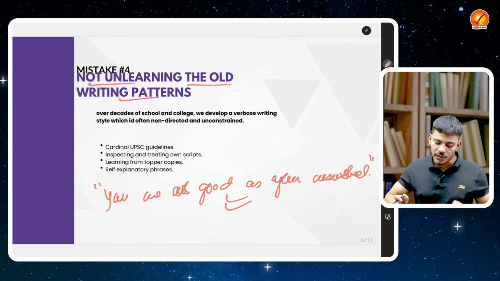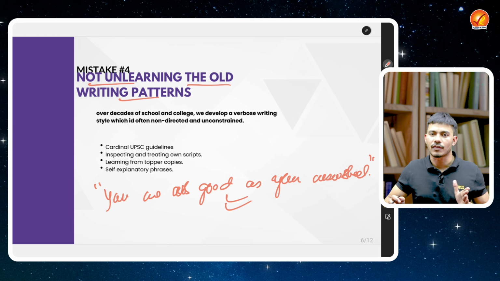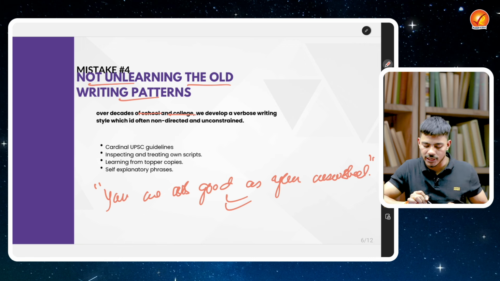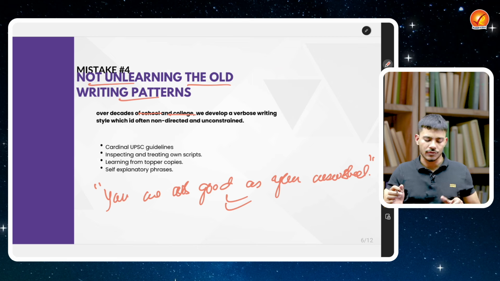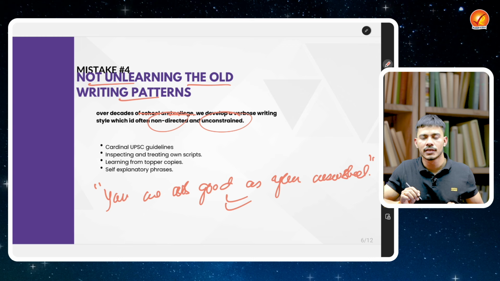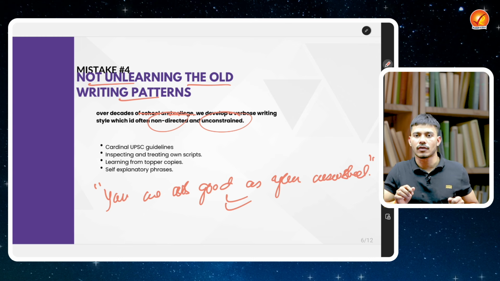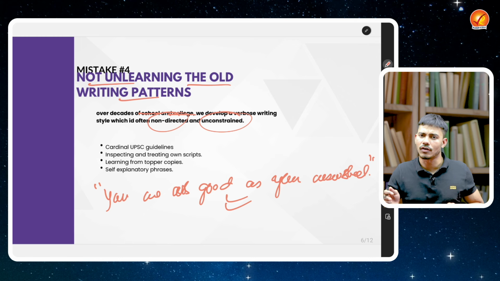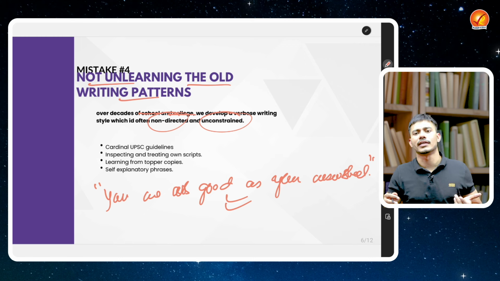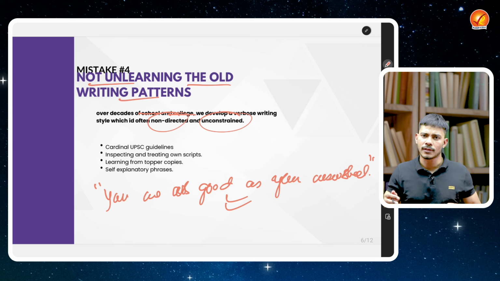So we need to develop a very crisp style of writing for the mains answers, because the mistake is that over the decades of school and college experience, we have developed a certain style of writing which is often non-directed and unconstrained. What do I mean by this? Most of the writing that we do in school and college has very flexible limits on the word count or the time. We tend to write a lot more in particular questions, and a little less in some of the questions, and that is often not very much emphasized upon.